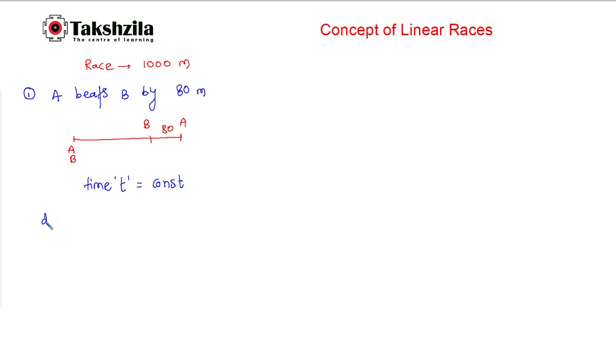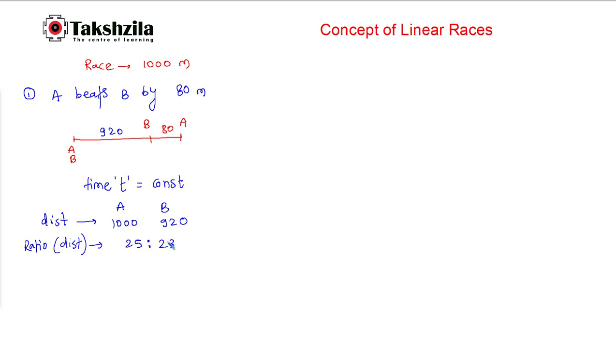So in that case, let's find the ratio of distances. The distance traveled by A in the time t is 1000 meters. So in the same time B will travel 80 meters less. That is 920 meters B will travel. So the ratio of distance traveled is how much? Let's have a look at it. 1000 is to 920, that is equal to 100 is to 92, that is equal to 25 is to 23.